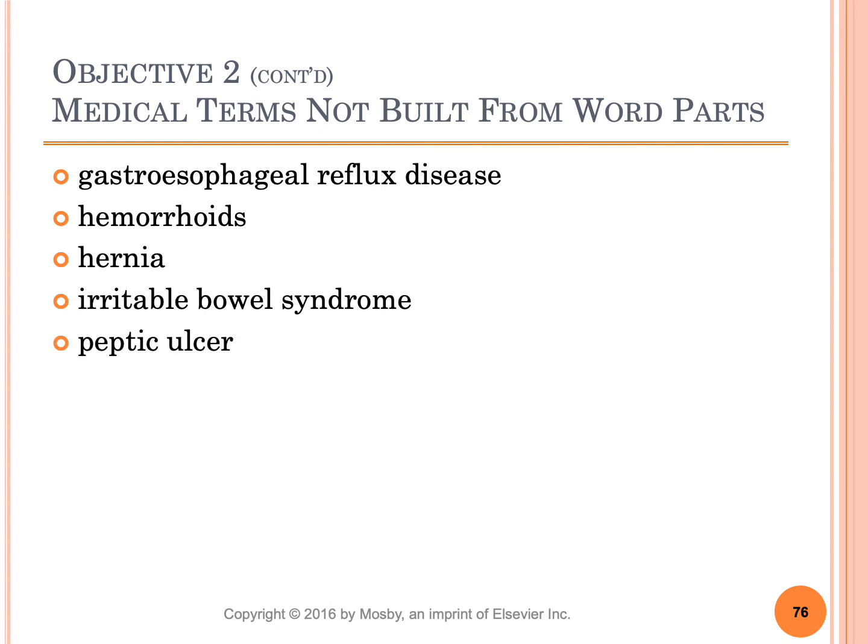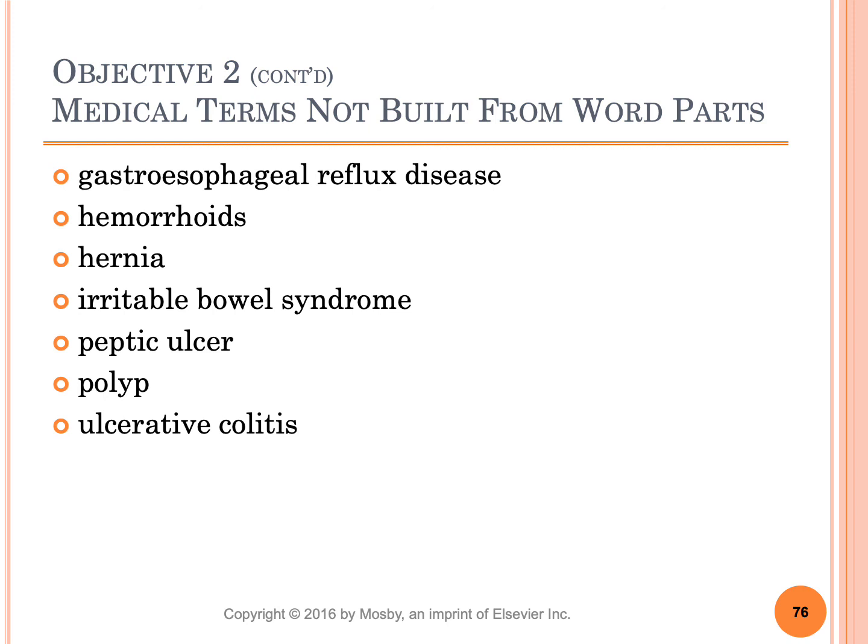A peptic ulcer, peptic meaning pertaining to the stomach or digestive organs, and ulcer is like an eroding away of the wall, right? And eventually over time, this can cause perforation of the stomach or anywhere along the digestive pathway. A polyp, again, is a redundant growth of tissue that extends outward from the mucous membrane, and those are commonly found in the colon if they are there.